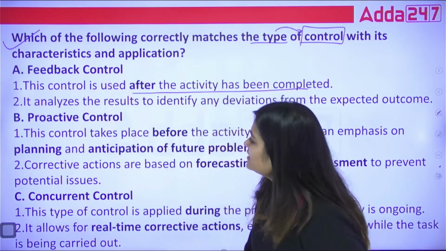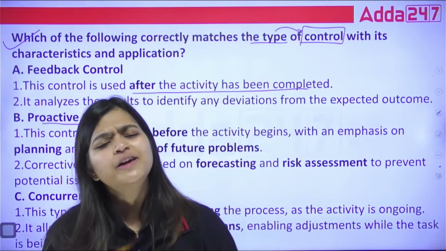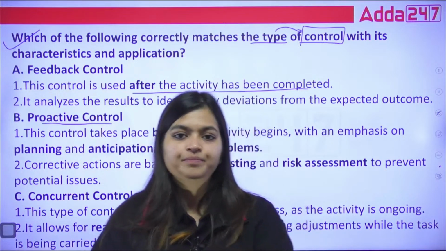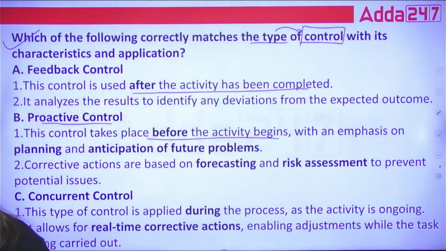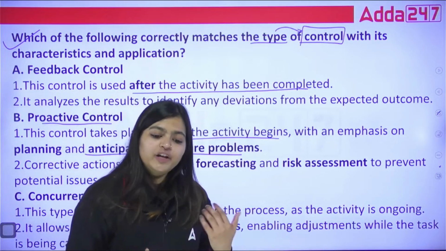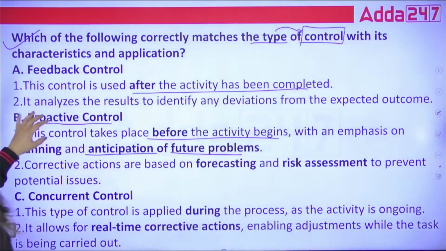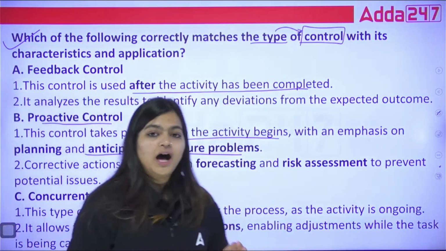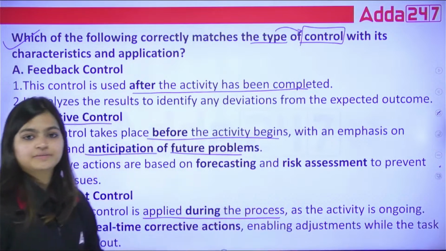Correct? Chaliye. Next is your proactive control. Proactive control means before starting, we are taking a few actions. How are we going to take these actions? Because we have the knowledge from our past experiences. Which means before the activity begins, we are using the control method, planning and anticipation of future problems. And how are we going to anticipate all these things? With the help of our past performance. That is your proactive control. Third is your concurrent control. These types of controls apply when you are actually doing the process.